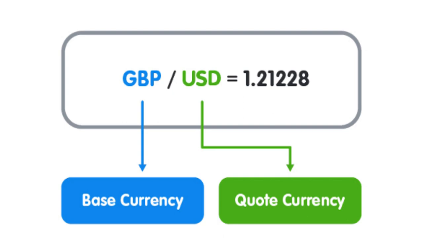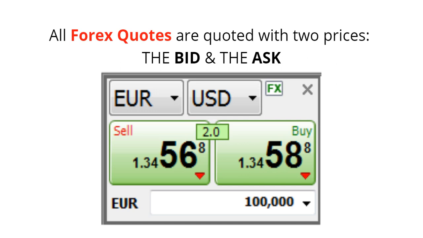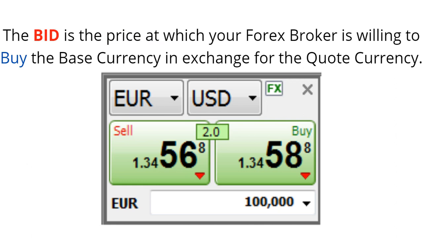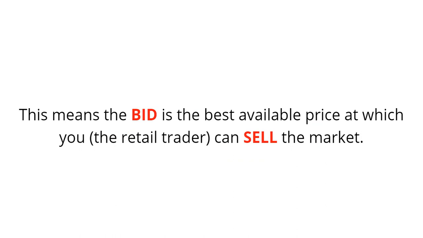So that's it. Another thing that you need to know is that all Forex quotes are quoted with two prices: the bid price and the ask price. And the bid is the price at which your Forex broker is willing to buy the base currency in exchange for the quote currency. This means the bid is the best available price at which you, the retail trader, can sell the market.